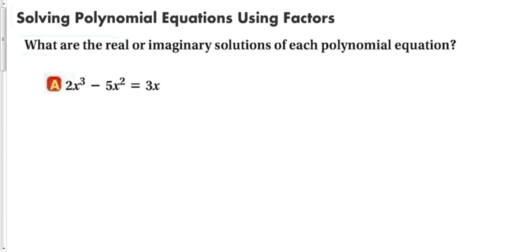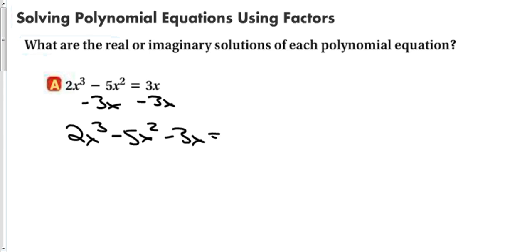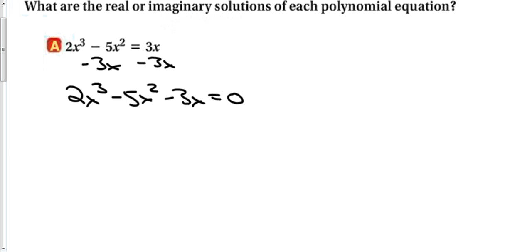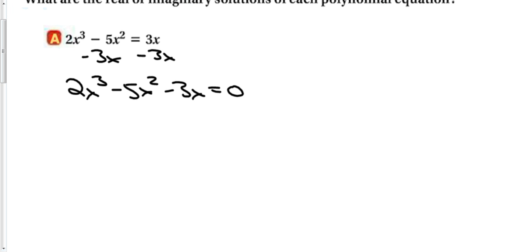First, we make sure it's equal to 0. This one is not equal to 0. So that means subtract 3x from both sides, which leaves me with 2x to the third minus 5x squared minus 3x is equal to 0. Then notice that they all have an x in common. So factor out an x. That leaves me with 2x squared minus 5x minus 3 is equal to 0.